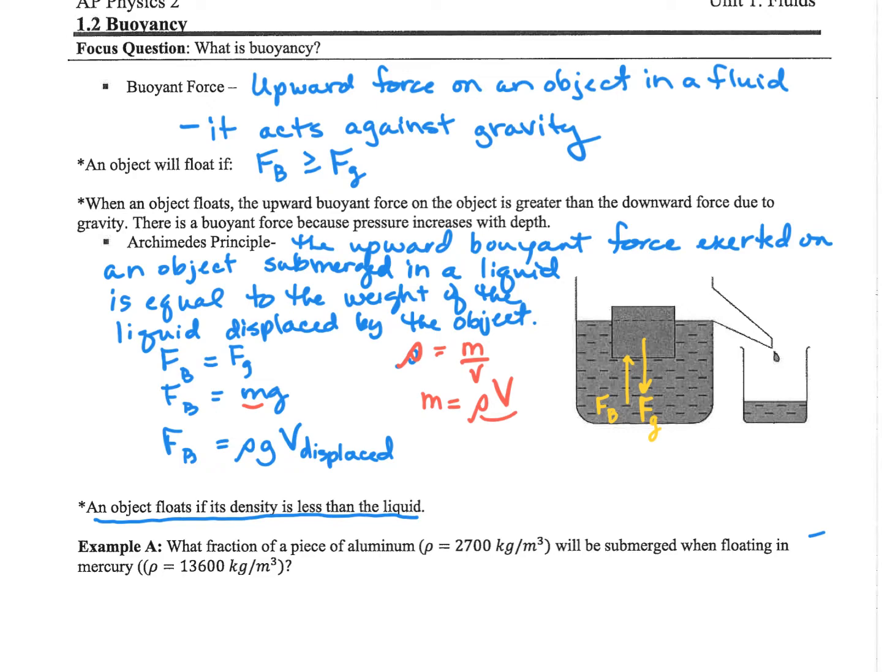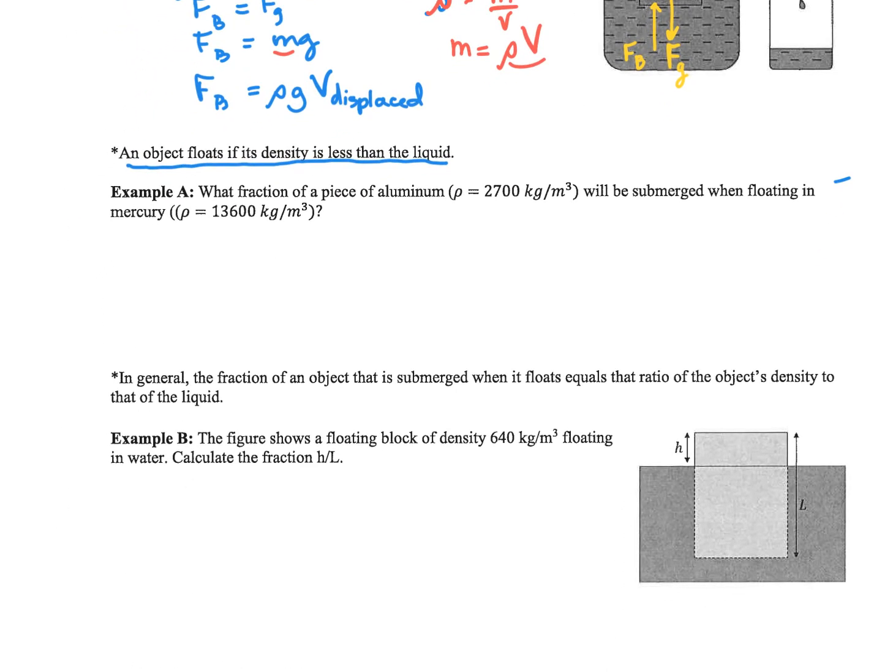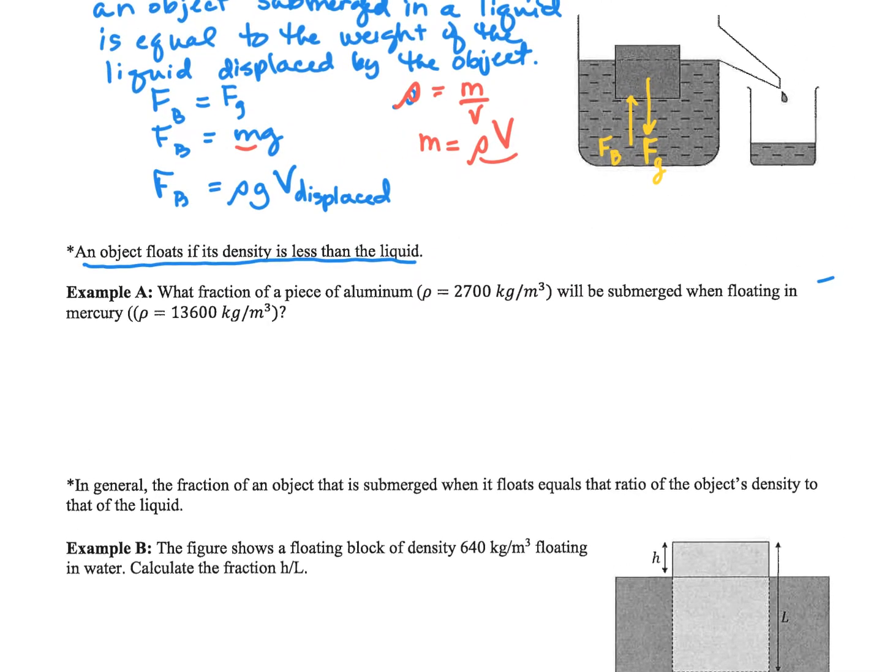Now, let's look at an example here. What fraction of a piece of aluminum will be submerged when floating in mercury? Oh, by the way, this right here would be your displaced volume. You see why? If this thing were at a certain level before, once we put this in, this level goes up by this much, doesn't it? And however much volume here goes down, it's going to spill out. And this will be that same volume, won't it?